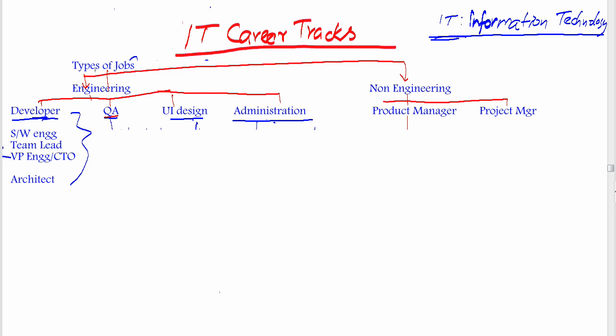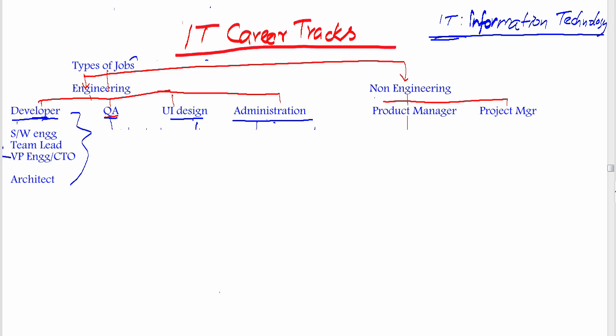On a high level, as we talked about, there are two types of jobs. One is engineering, and the other is non-engineering. Under engineering, you have developers who basically write code or do most of the extensive programming work. These are the bulk of the IT jobs that get generated, and they also provide good salaries and a good career path.